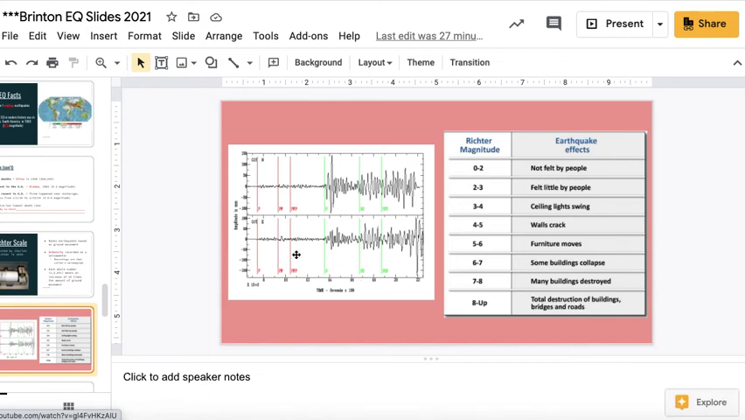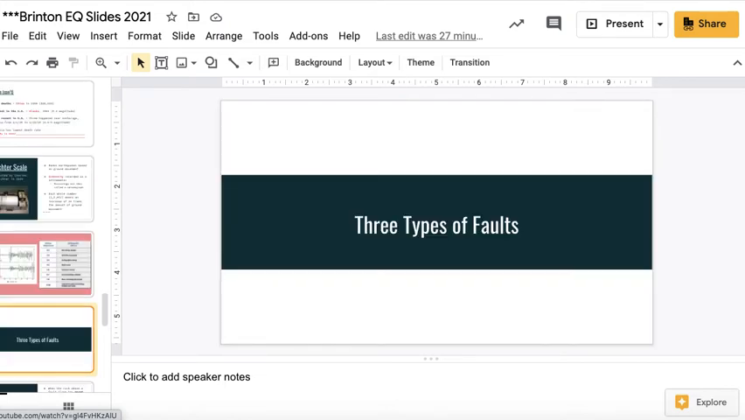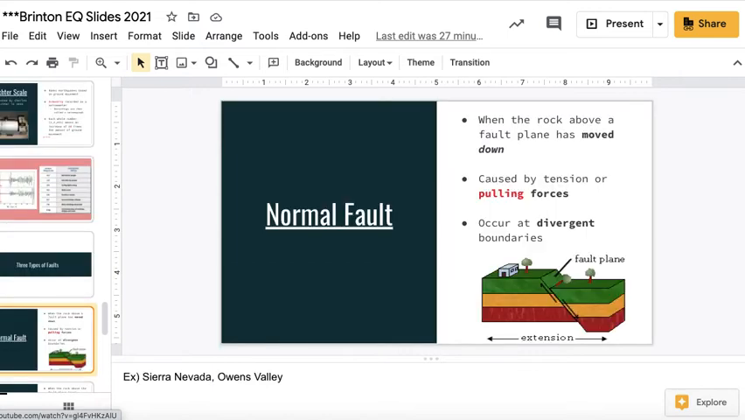Here is an example of your Richter magnitude, 0 to 2. 8 and up is total destruction of buildings and bridges. You can see the different waves as they hit, and these are what an actual reading would look like. So there are 3 types of faults that occur.